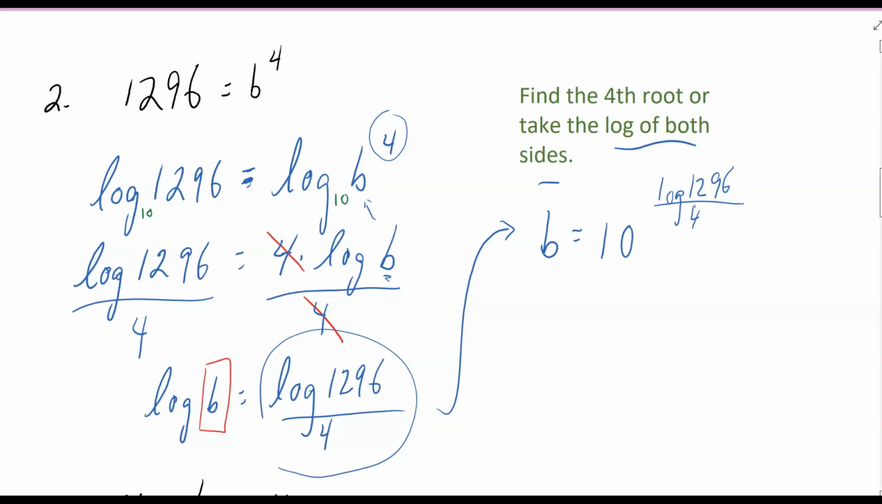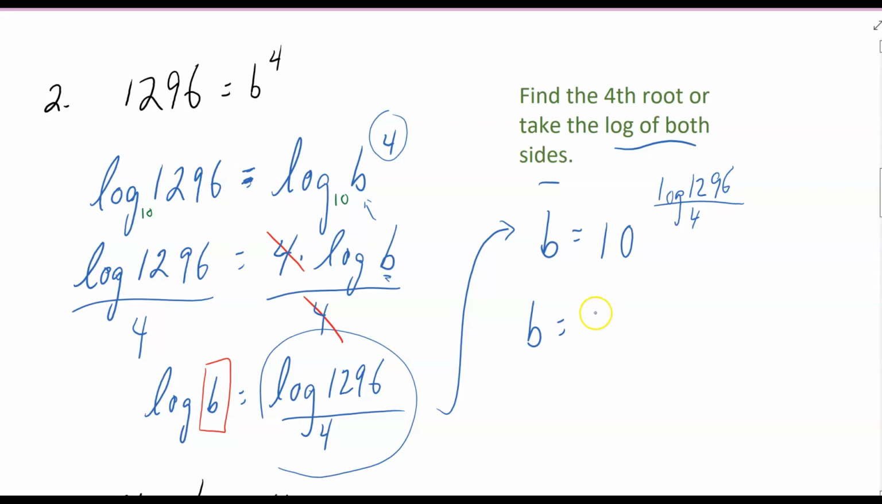The tricky part will be trying to put this into the calculator. Remember that the second function of your log key is 10 to the x, so I would use that. And so let's see, b is going to be equal to, and I'm working on my calculator, second function log, so I get 10, and it's waiting for the exponent. In the exponent, I will just type log 1296 and divide by 4. I think it might be safe to put brackets on there.